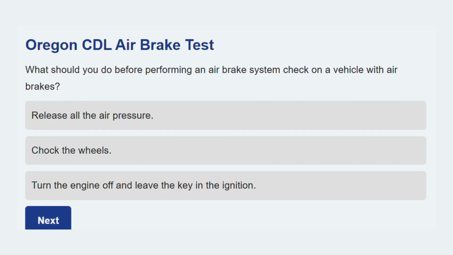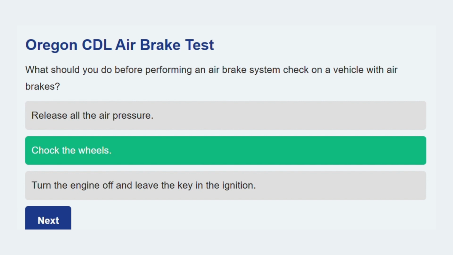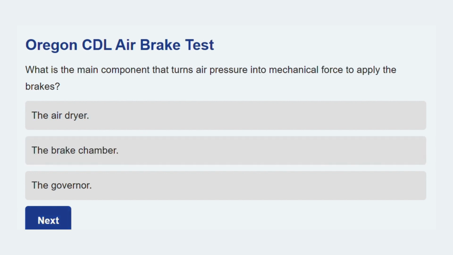So what's next? What should you do before performing an air brake system check on a vehicle with air brakes? Chalk the wheels. Chalking ensures the vehicle doesn't move unexpectedly during the inspection.